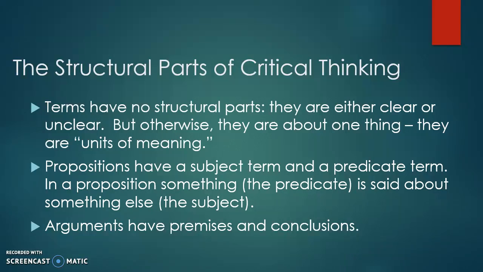Propositions have a subject term and a predicate term, such as in the proposition, the tree is green. Tree is the subject term, green is the predicate term. Or the proposition, Socrates is a man. Socrates is the subject term, man is the predicate term. In a proposition, therefore, something, the predicate, is said about something else, the subject. The tree is green. Green is said of the tree. Socrates is a man. Man is said of Socrates.